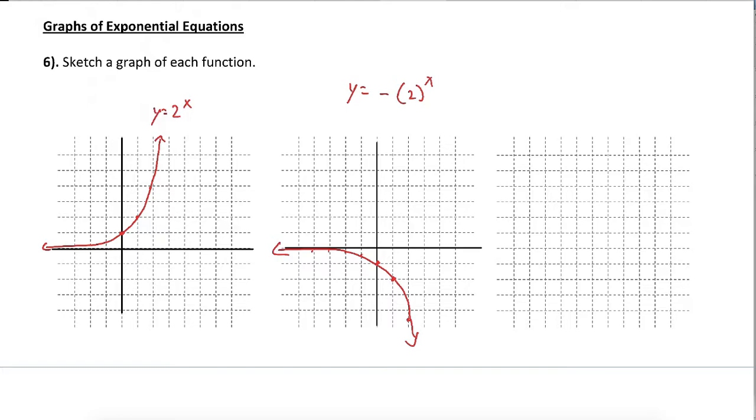Notice how it's very important this is not the same thing as y equals (negative 2) to the x. We don't graph that. That's not a thing at all. So make sure we don't confuse those.